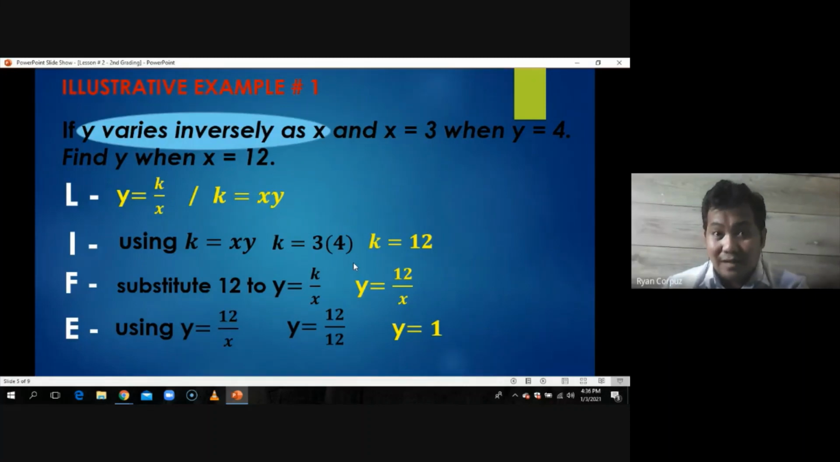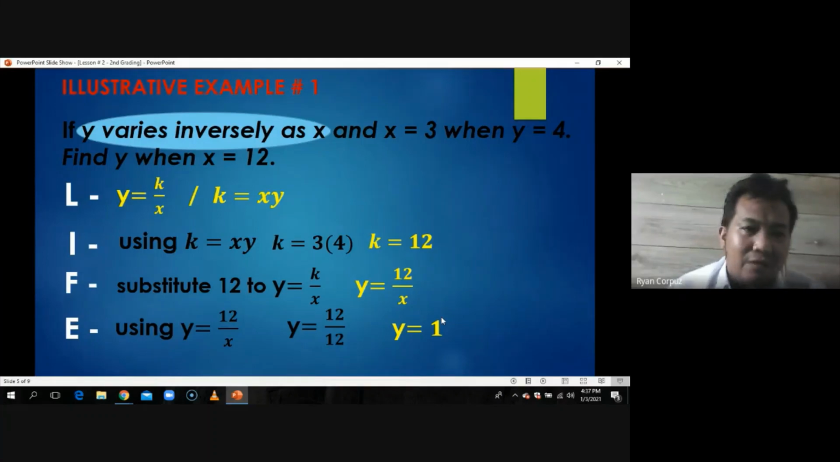Let's see if we are really dealing with inverse variation. Ang value ng x natin ay una ay 3, naging 12. So 3, 12, pataas yun. Ang value ng y mo ay 4, naging 1. So pababa naman. One quantity increases, the other quantity decreases. So that means we are really dealing with inverse variation. So next example, hopefully naintindihan natin.